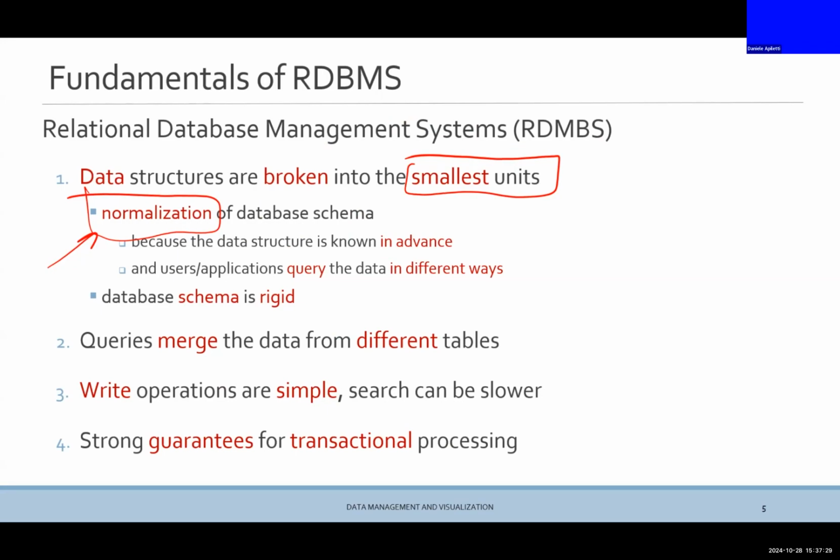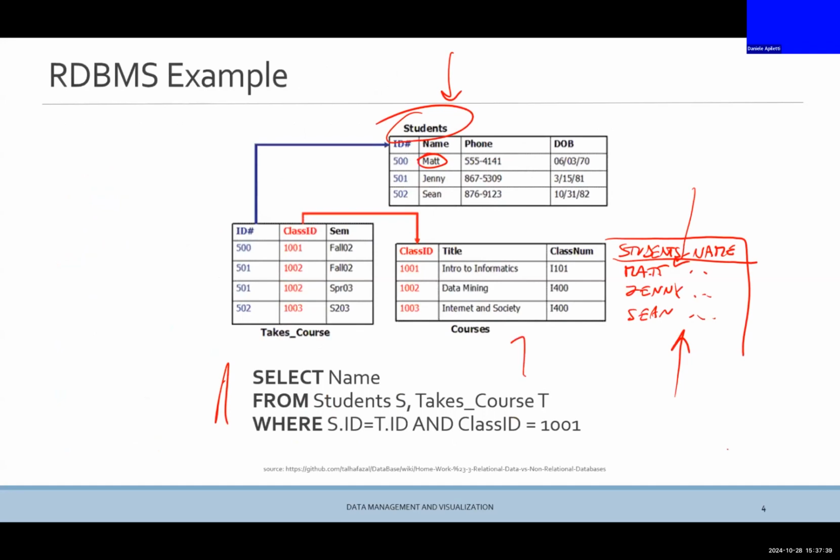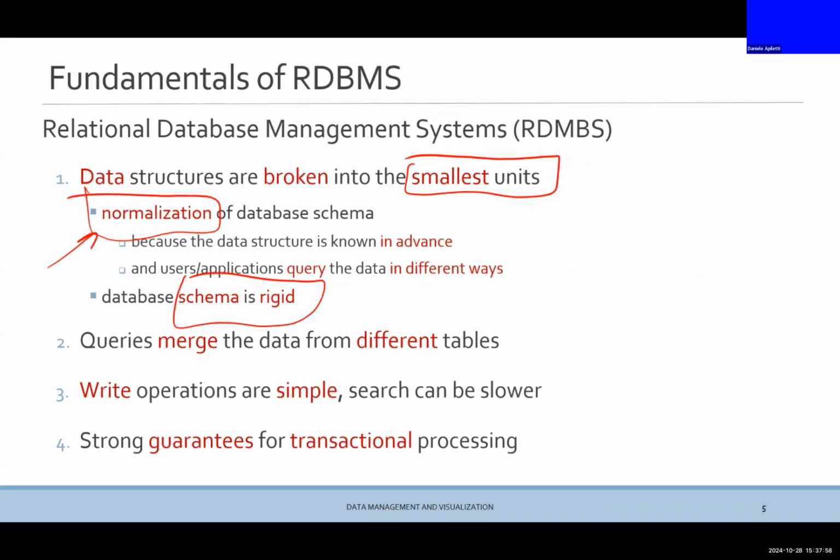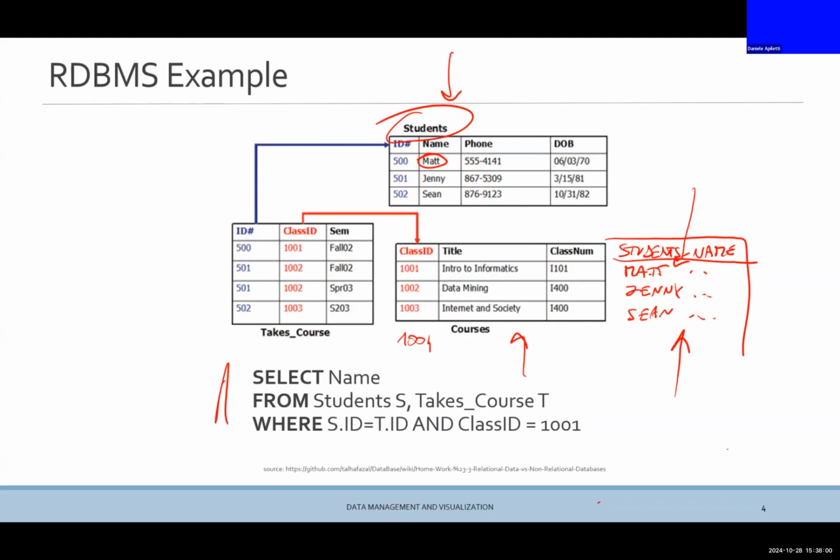Okay? The schema is rigid, which means all the rows have the same attributes in the same table. Okay? So here, if I ask you the class ID 1004, which is the new one here, which attributes does it have? It has a class ID, a title, and a class number, for sure. No doubts. Okay? That's a rigid schema. Can you change that? Yes. Only if you change it for all the rows, for the whole table. Okay?